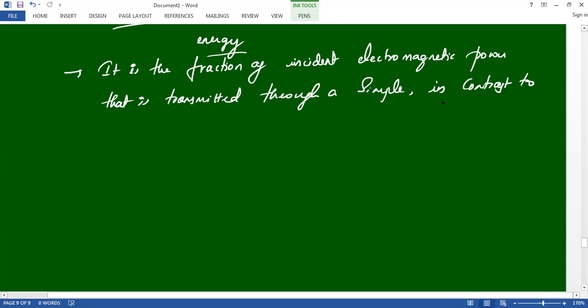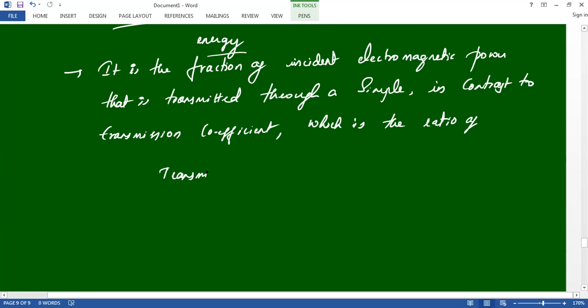the transmission coefficient, which is the ratio of transmitted to the incident electric field.